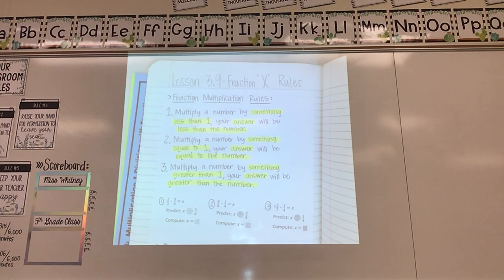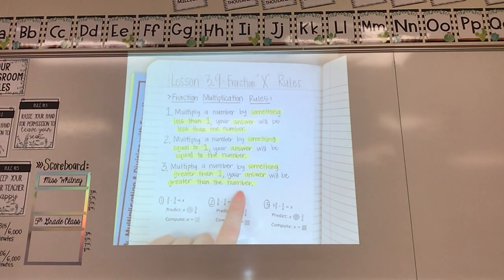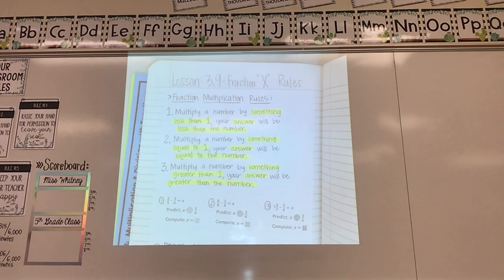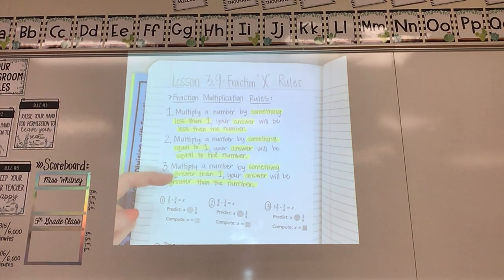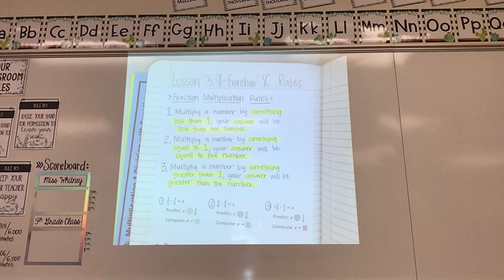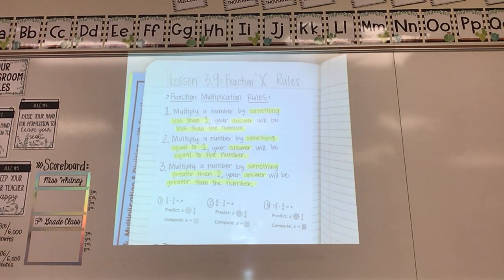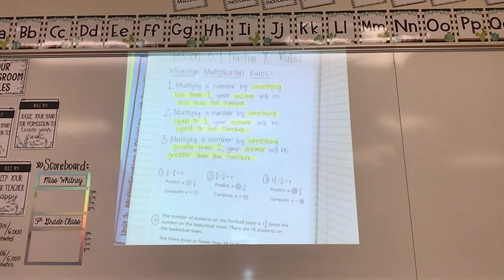And rule number 3, if we multiply a number by something greater than 1, our answer will be greater than that number. So once again, if we're multiplying by something greater than 1, our answer is going to be greater than the number. Okay? We're going to use these three rules to help us down here on these examples.